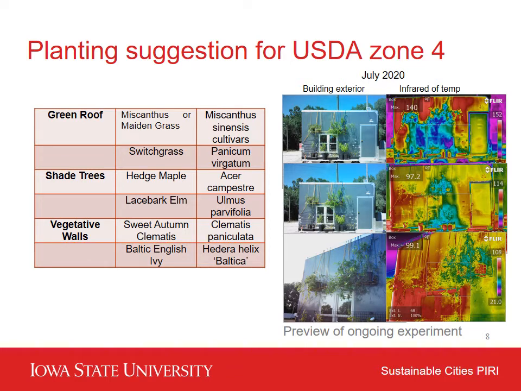And on the right, you see already some preview of our ongoing experiment in the paper. This is mentioned as future work. It's currently under development, but you see the plants are growing along our mobile diagnostics lab, and you see the impact of the vegetative covering on the surface with infrared photography. We are also measuring heat flux into the space.